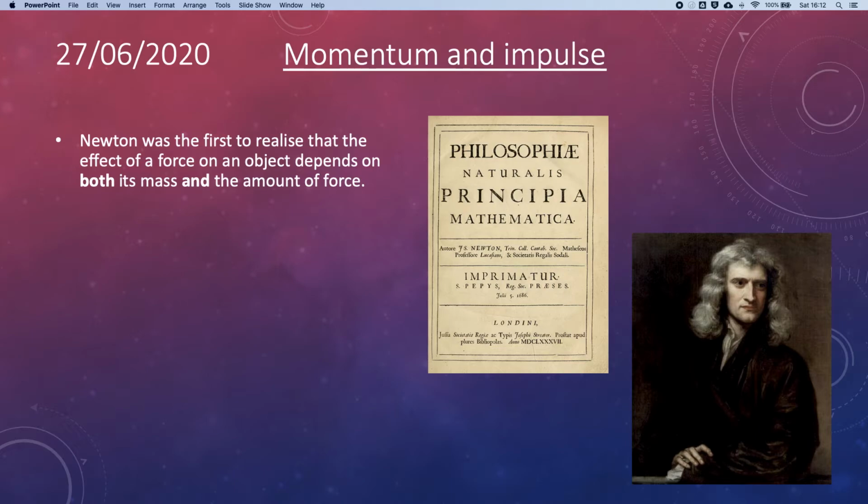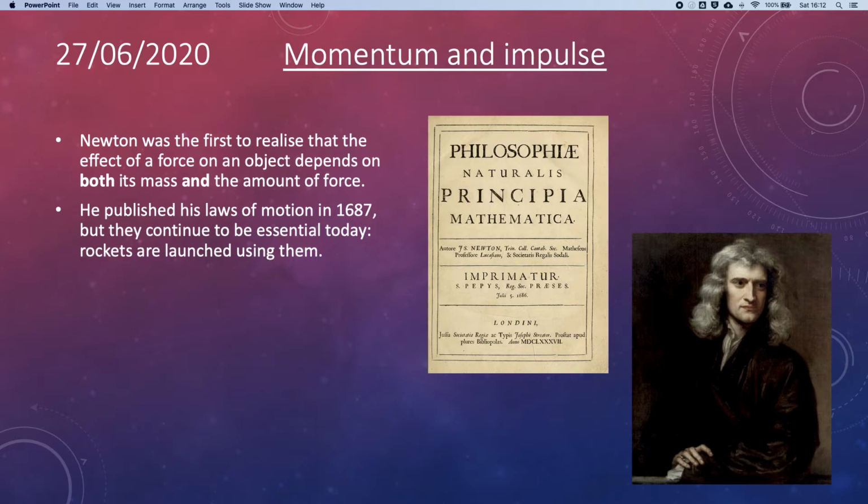Newton was the first person to realise that the effect of a force depends on both its mass and the amount of force. And he published his Laws of Motion in 1687, in that book there, the Principia Mathematica. Even though it was published in the 17th century, it's still useful today. I mean, we'll launch rockets to the moon or into space using them.